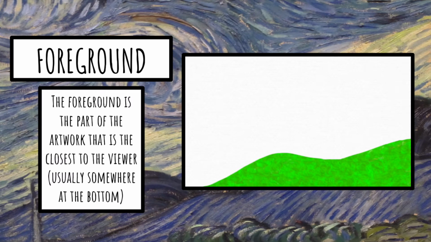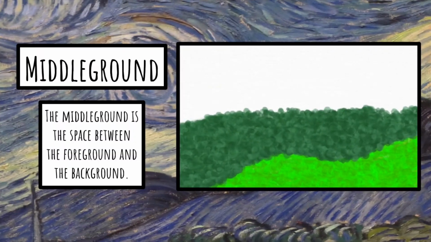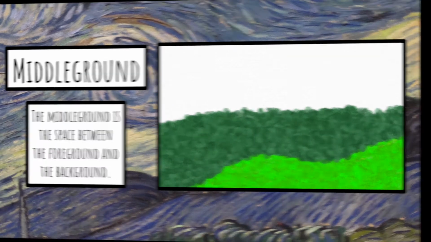The foreground is the part of the artwork that is closest to the viewer. It's usually somewhere at the bottom when discussing a landscape. So in this instance, we're going to start at the bottom, and our foreground is that bright green hill that looks like it's the closest to us. Next is the middle ground, and the middle ground is the space that would be between the foreground and the background. So in this case, our darker green section of the field is considered our middle ground, and it's in the middle of our paper.